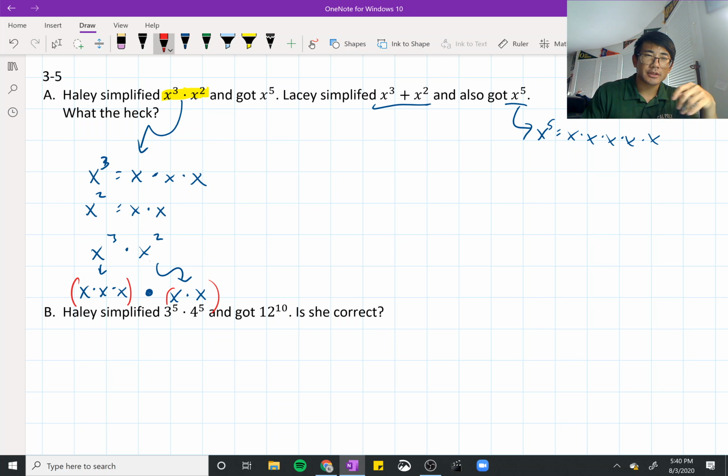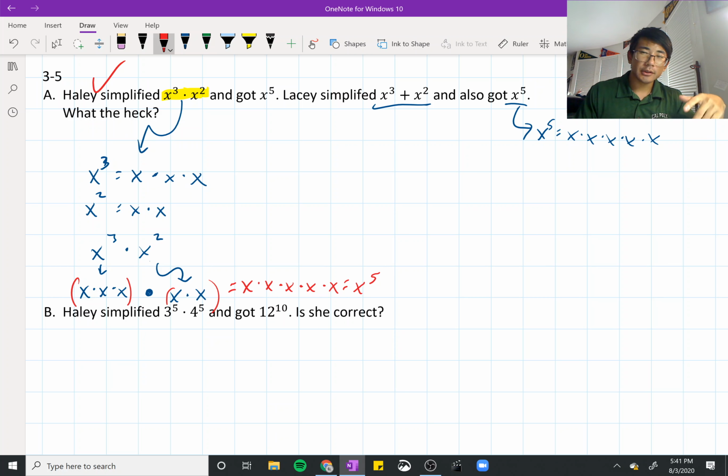But remember, since it's all multiplying, it doesn't matter if you multiply these 3 first and then these 2, and then multiply those answers. This is where we say that multiplication is associative, that it doesn't matter how you group them up. And so really, this is the same as saying x times x times x times x times x, which is x to the fifth. So I absolutely think that Haley is correct.